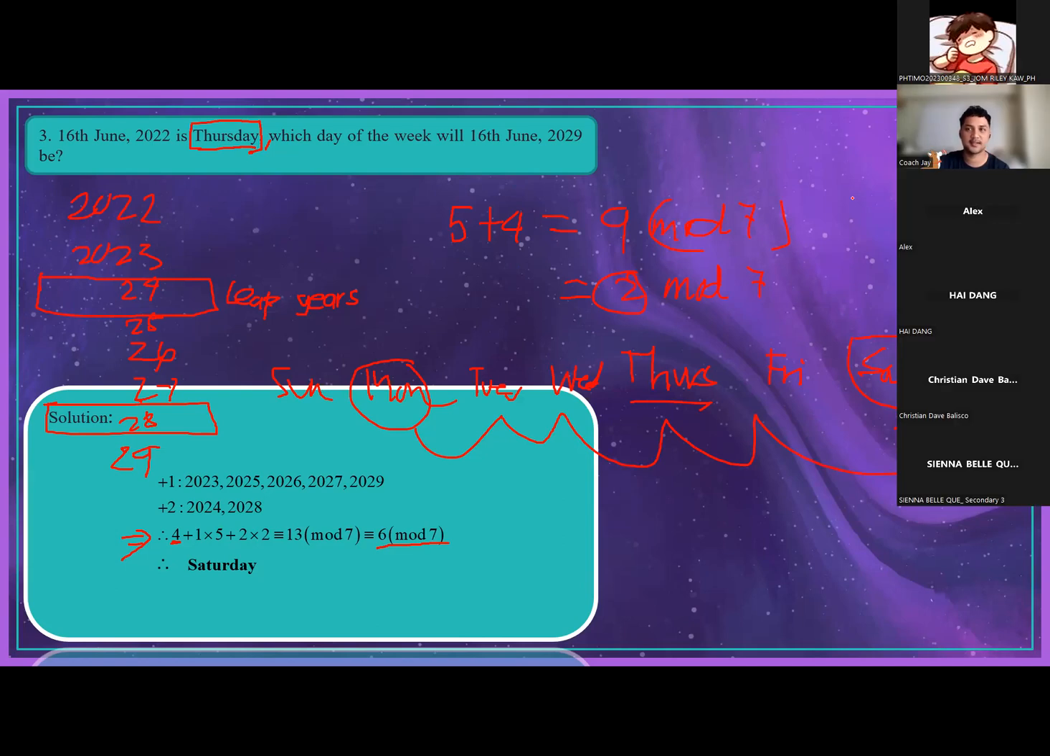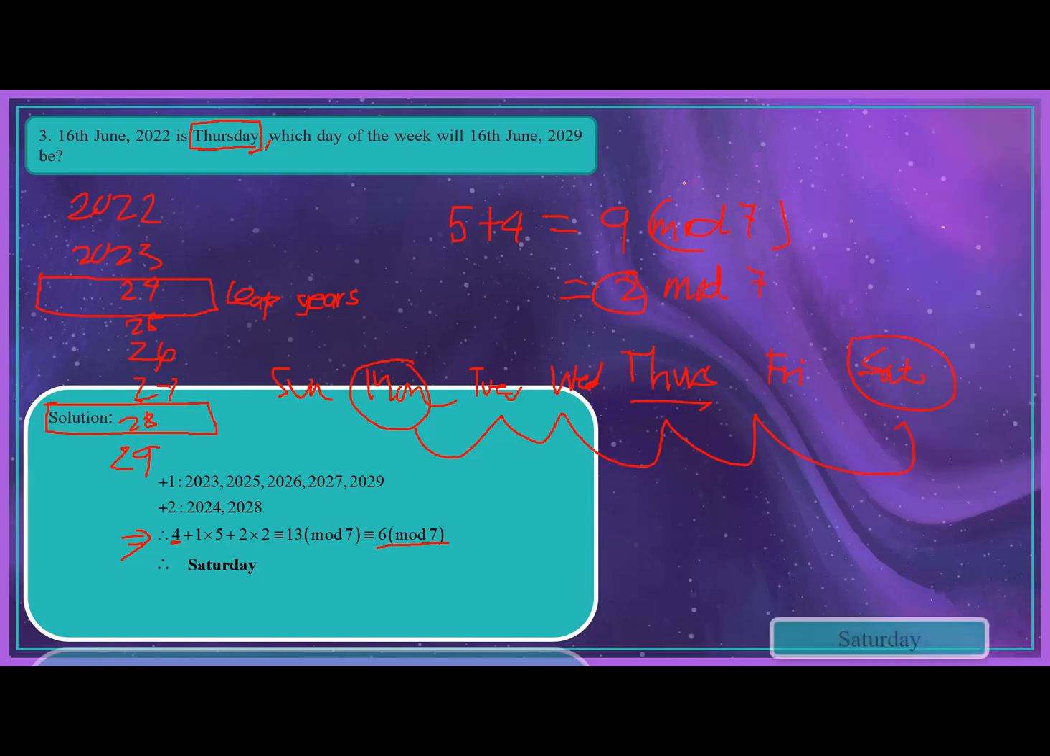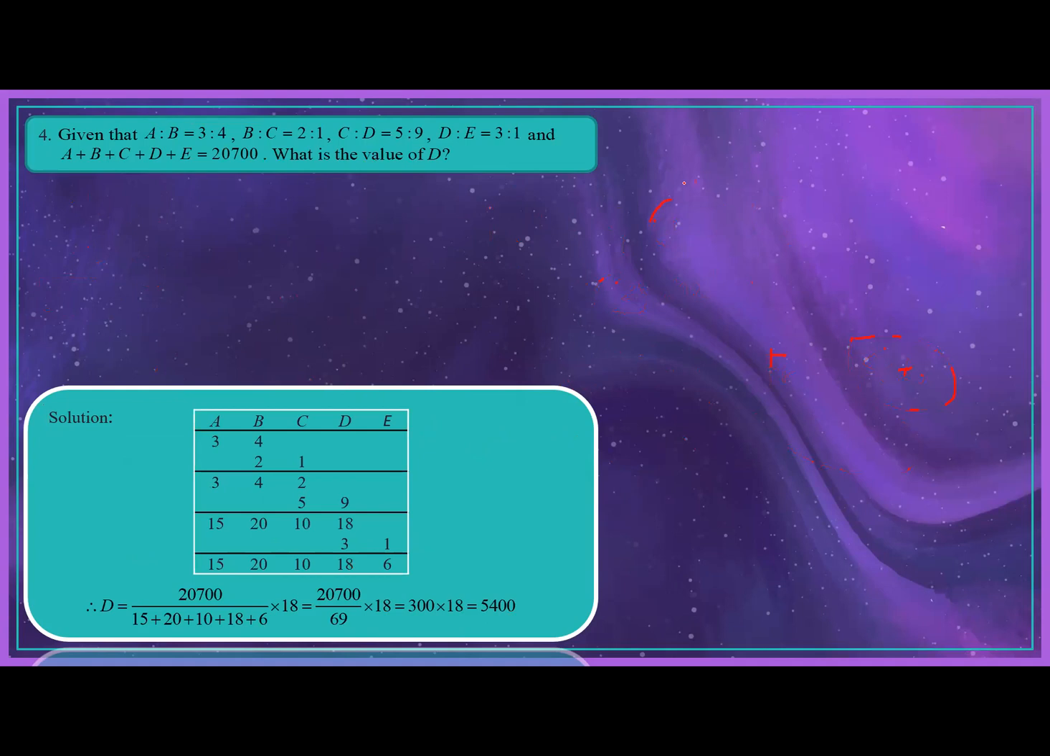So next, number 4. Given that A is to B equals 3 is to 4, B is to C is 2 is to 1, C is to D is equals to 5 is to 9, and D is to E is equivalent to 3 is to 1. And A plus B plus C plus D plus E is equals to 20,700. Now, what is the value of D?